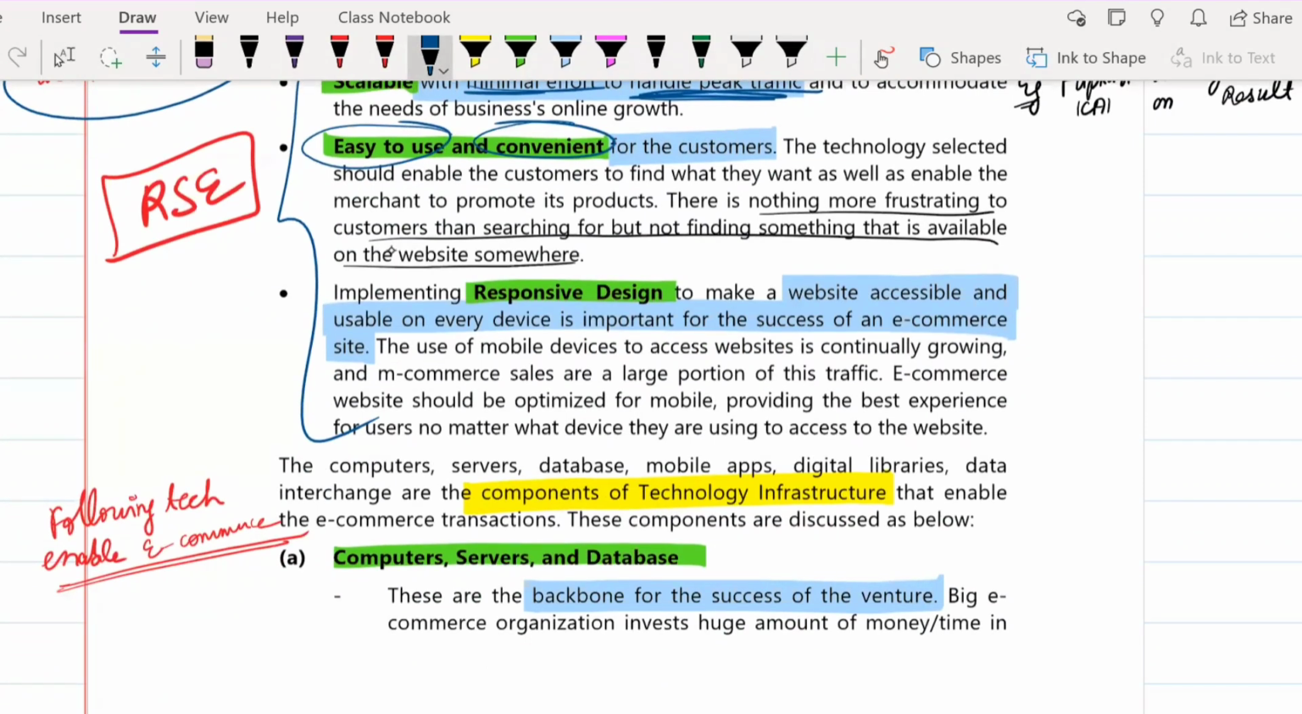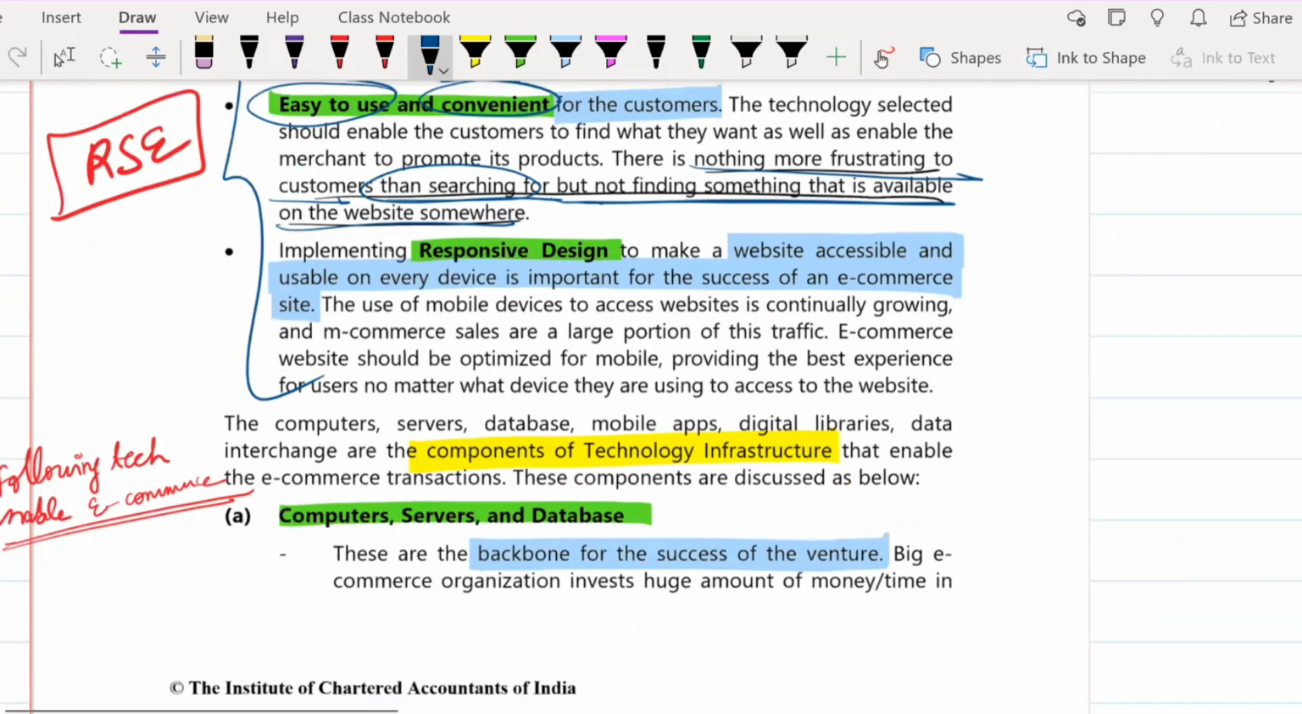What they are saying is nothing is more frustrating to the customers than searching for but not finding something that is available on the website somewhere. So you know that this product is available on the website. Your friend has got it recently only. But when you are searching, you are not able to find that product at all. Like this and all, it should not happen. It should be easy to use and easy to find.